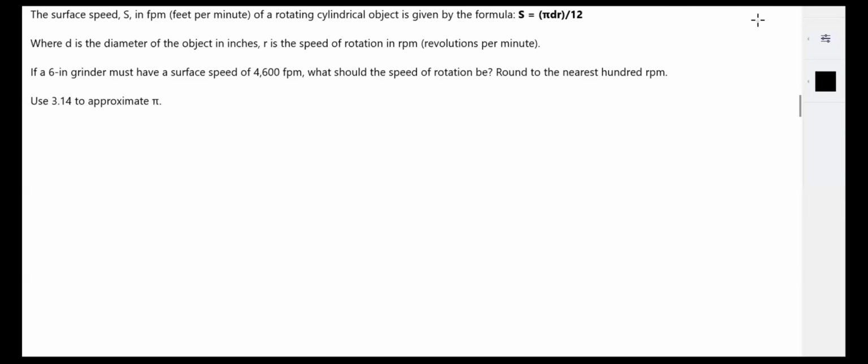Okay, so in this video, we're going to take a look at a practical application for solving algebraic equations. So we're going to do this one particular problem here. We're going to go through two different ways that you could solve this.